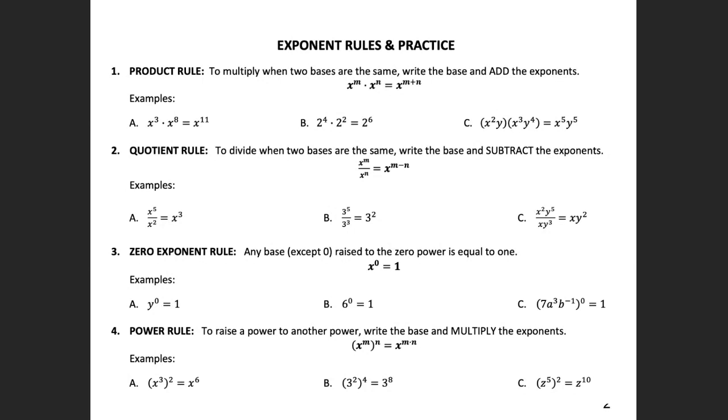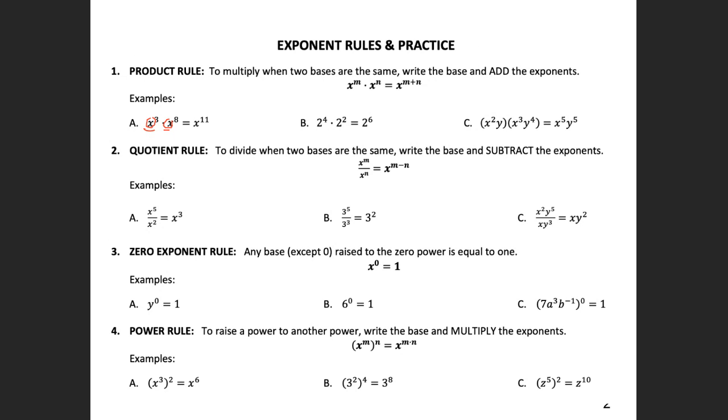We have the product rule that says if the bases are the same, we add the exponent. So if I had x to the third times x to the eighth, our bases are the same, so I just add the exponent. So that would be x to the 11th.